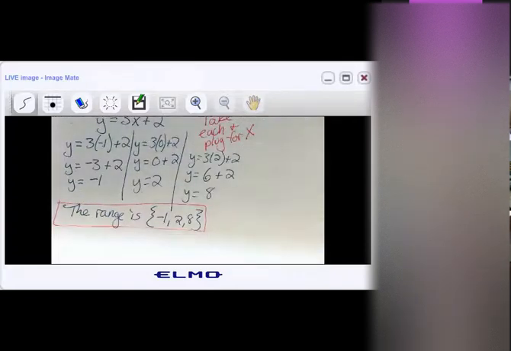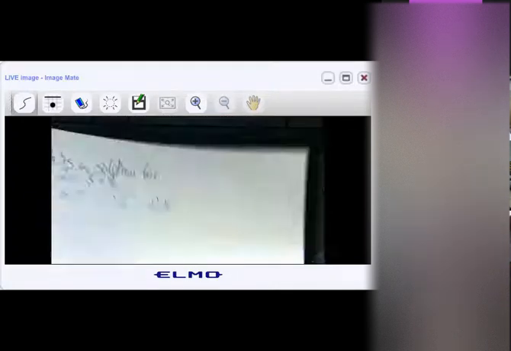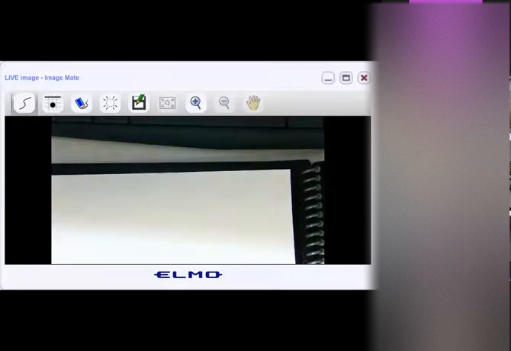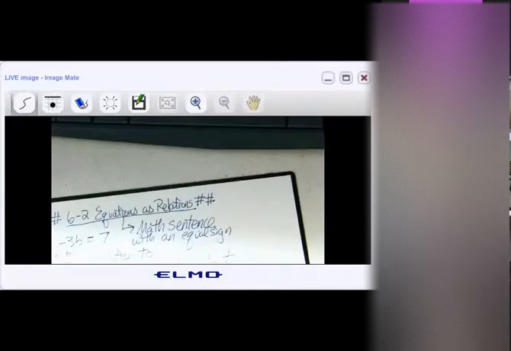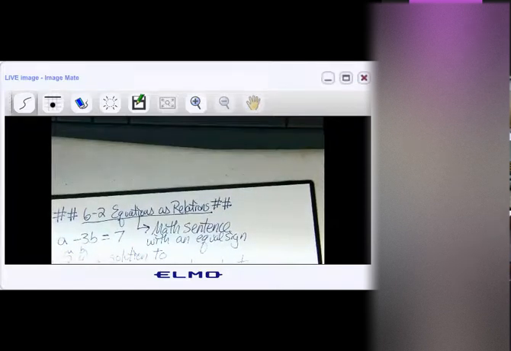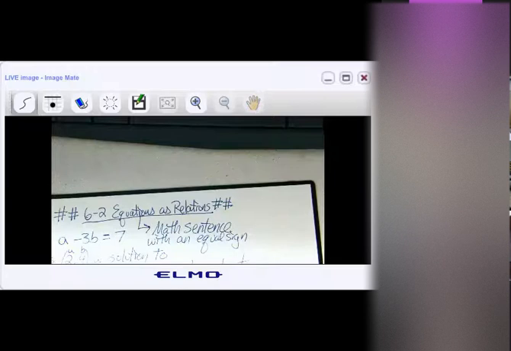Does that make sense? What are these notes titled? They were titled 6-2 Equations as Relations. There was my title. Equations as Relations.